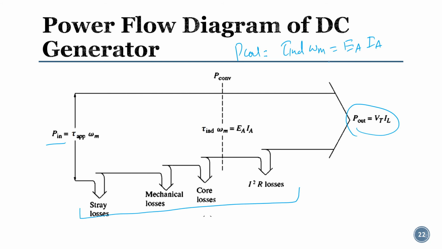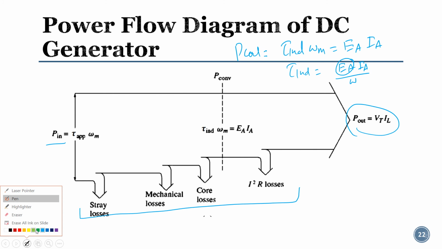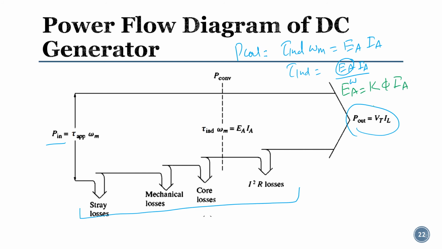For the power converted, the relationship is induced torque times angular velocity, or the internal generated voltage multiplied by the armature current. So the induced torque is equal to EA IA divided by the angular velocity. And what is EA, the internal generated voltage for the motor? It is K times the geometrical parameter, times flux, times the angular velocity. Plugging that in, the induced torque will be K flux times IA.